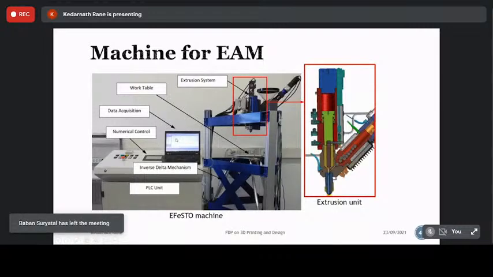We have data acquisition, data processing. As I said, we did a lot of instrumentation around this machine. Then the extrusion system. Again, it is a commercial extrusion system. You can see in the zoomed version, in the cross section, there are some machine elements inside the extrusion system itself. It is a bit complicated.